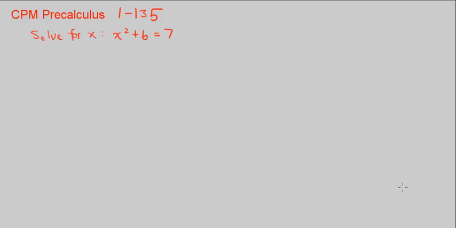This is CPM Precalculus Chapter 1, number 135. We're asked to solve for x, and we're given the equation x squared plus b equals 7. This is a squared term, b is some constant number, and 7 is a constant number as well. So how do we do this?